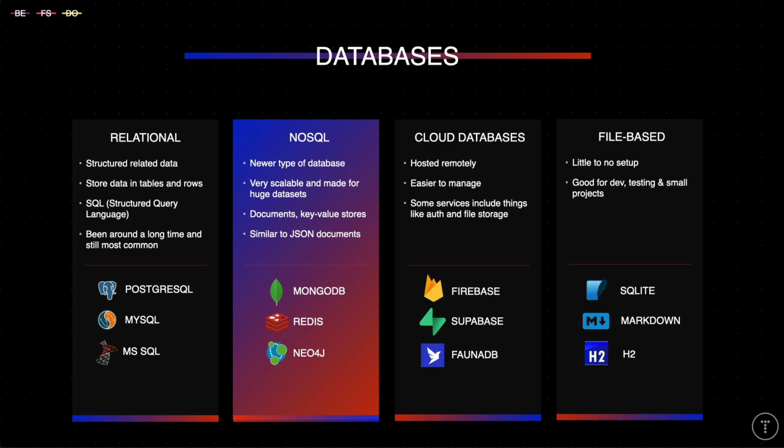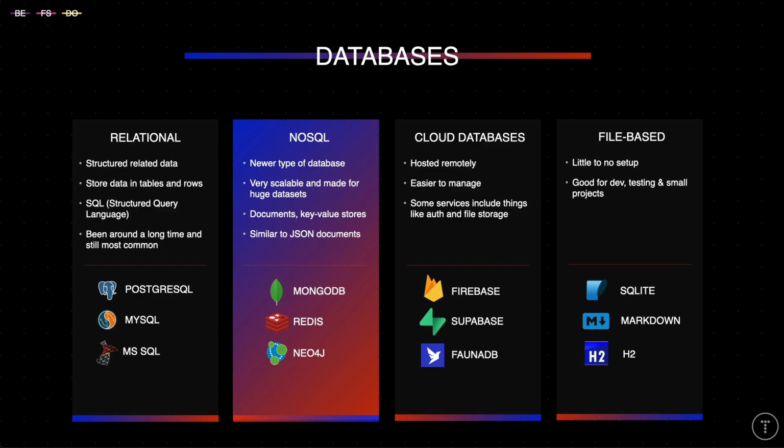Now, some other NoSQL databases include Redis, which is a key value store. It's great for caching and storing session data. It's also very fast. Then you have Cassandra, which is a wide column store. It's great for large-scale applications.